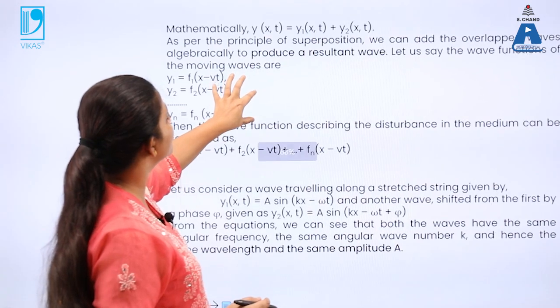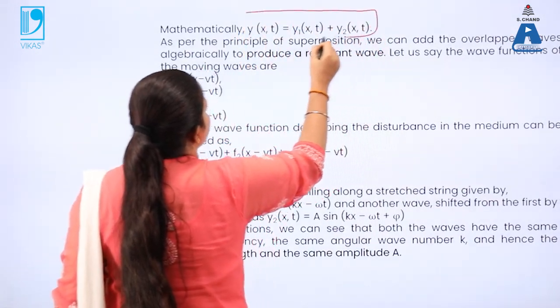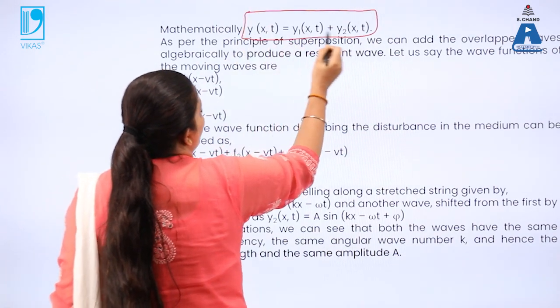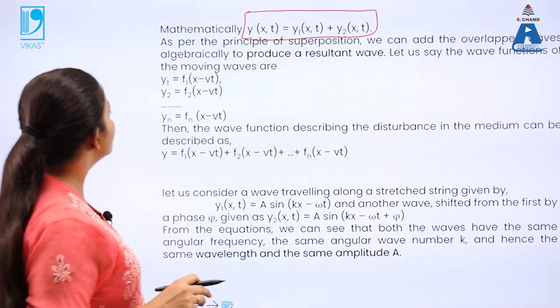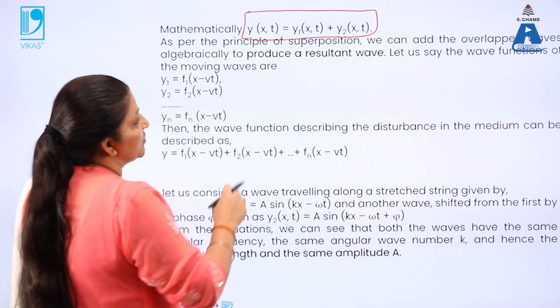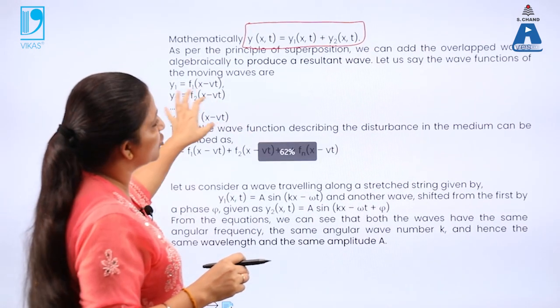Now mathematically we can show over there. The resultant of these two can be represented by combining them because they are traveling in the same direction. So this is the principle of superposition. As per the principle of superposition, we can add up these two waves in order to get the resultant wave.